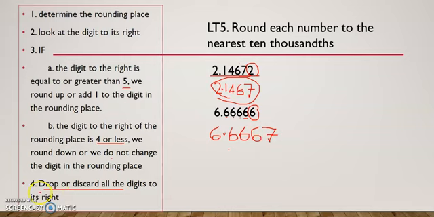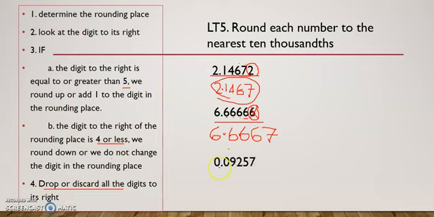And then, drop or discard all the digits to the right. Lahat ng nasa kanan niya, tatanggalin nyo na yan. So, mawawala na yung 6 sa dulo. Okay. So, if we round this number, we would get 6 and 6,667 10,000ths. Okay. Next.